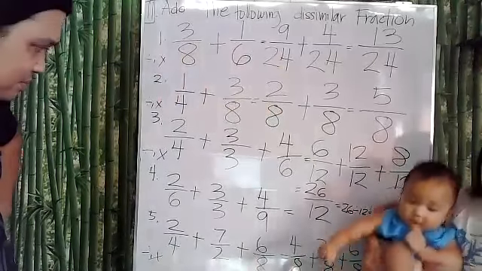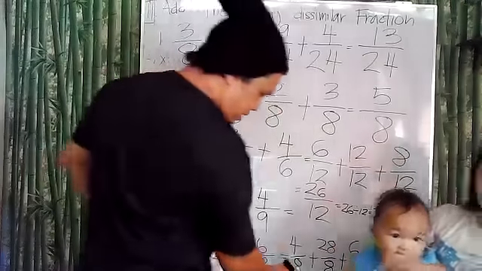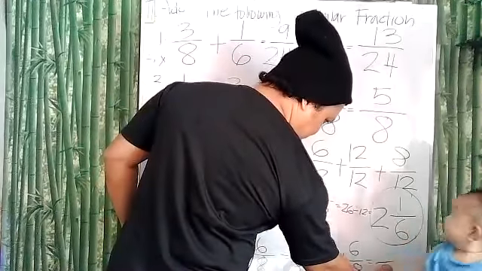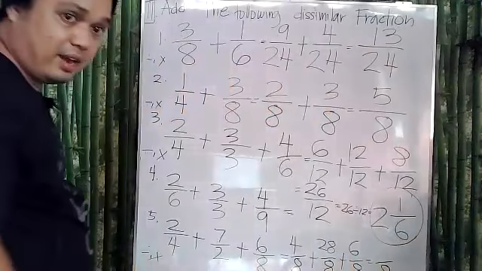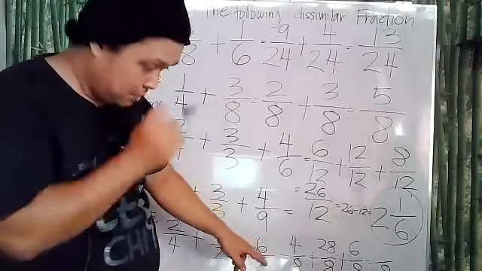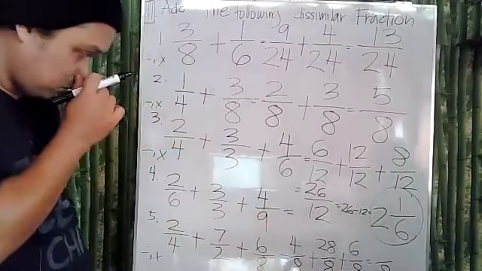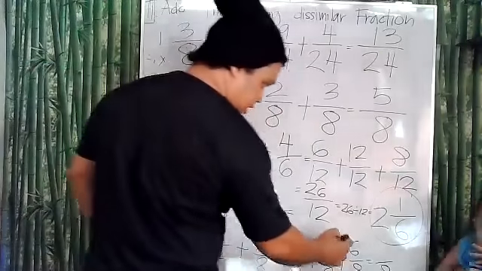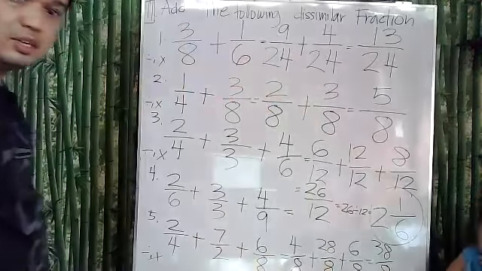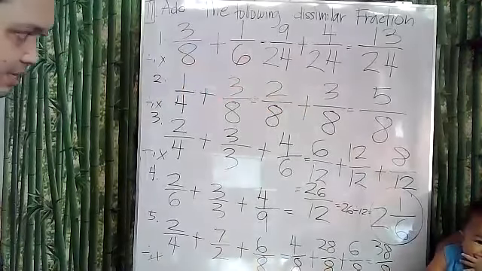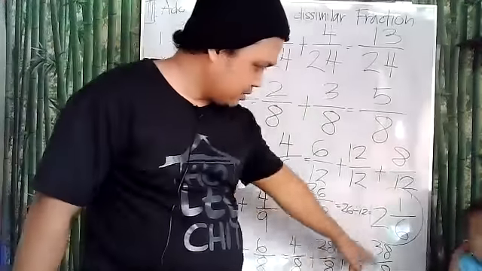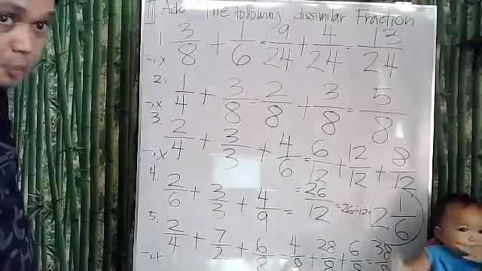So therefore we can add them. How? Just copy their common denominator, which is 8, and add their numerators. So let's add: 4 plus 28 is 32. 32 plus 6 is 38. 38 over 8. And we can still change that. Let's change 38 over 8 into a mixed number.